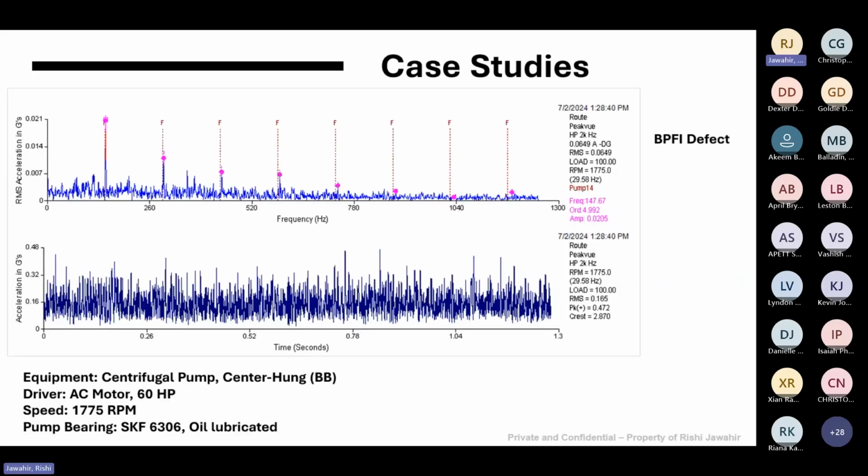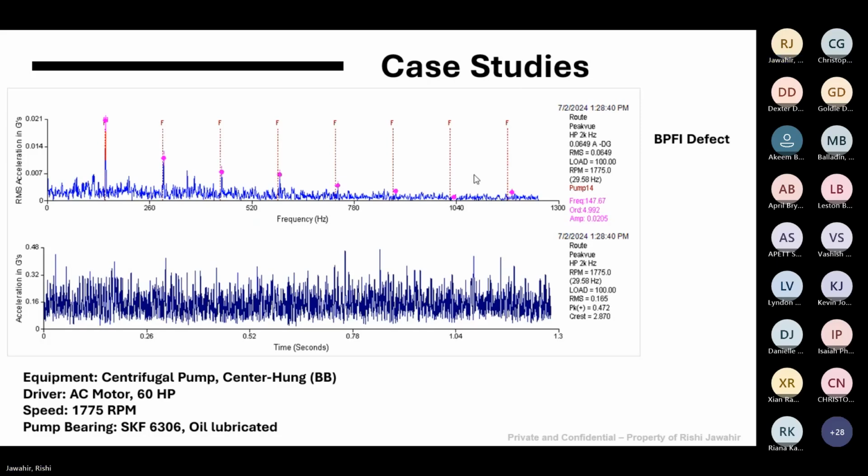All right, so these are just some case studies, typically what a vibration spectrum may look like when there are bearing defect frequencies. So this would have been a BPFI, ball pass frequency of the inner race. So we'll see we have the actual defect frequencies and harmonics. All right, this was taken from a centrifugal pump, a center hung pump, driven by an AC induction motor, and this was an SKF 6306 bearing. This was actually a low oil lubricated bearing.